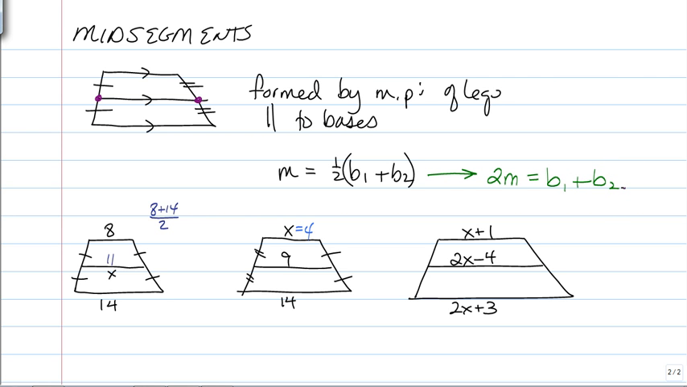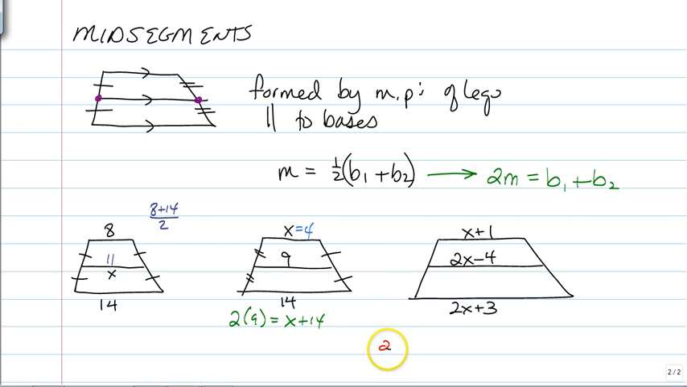That's another way to look at this. So we could just do 2 times 9 is equal to x plus 14, and you'll still get x equals 4. That's just another way to do it algebraically. So in this last example, that's exactly what you would want to use.